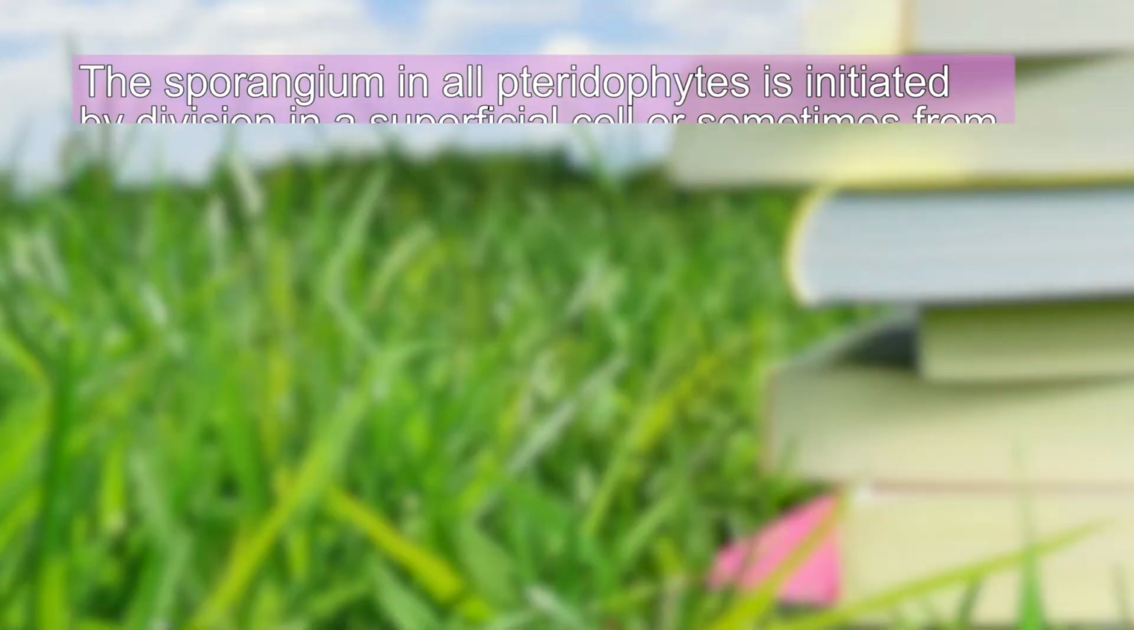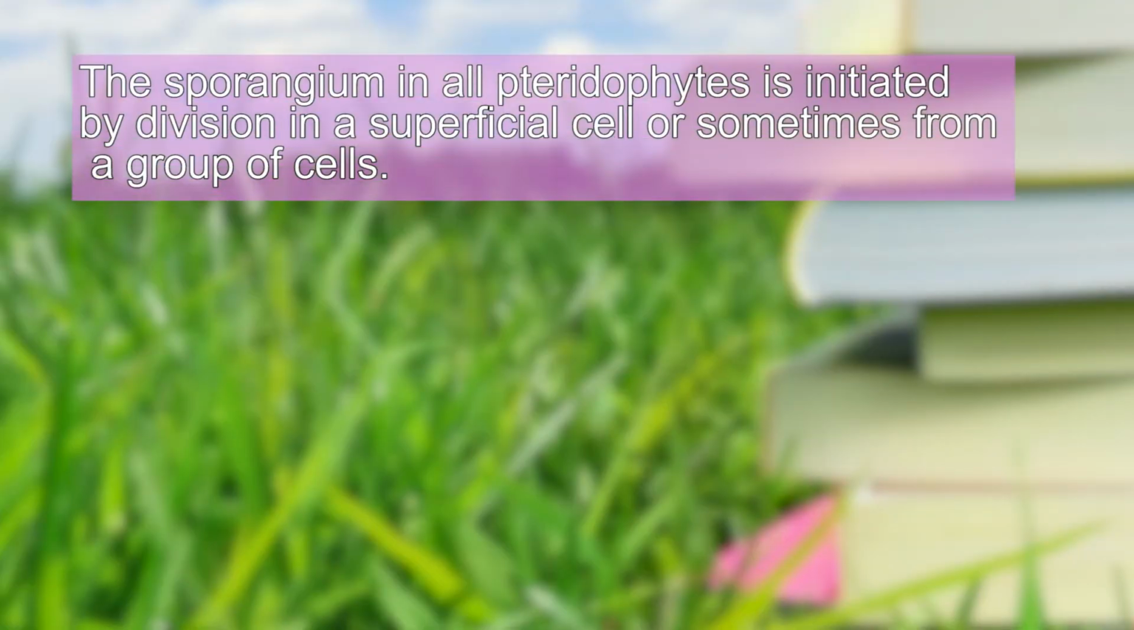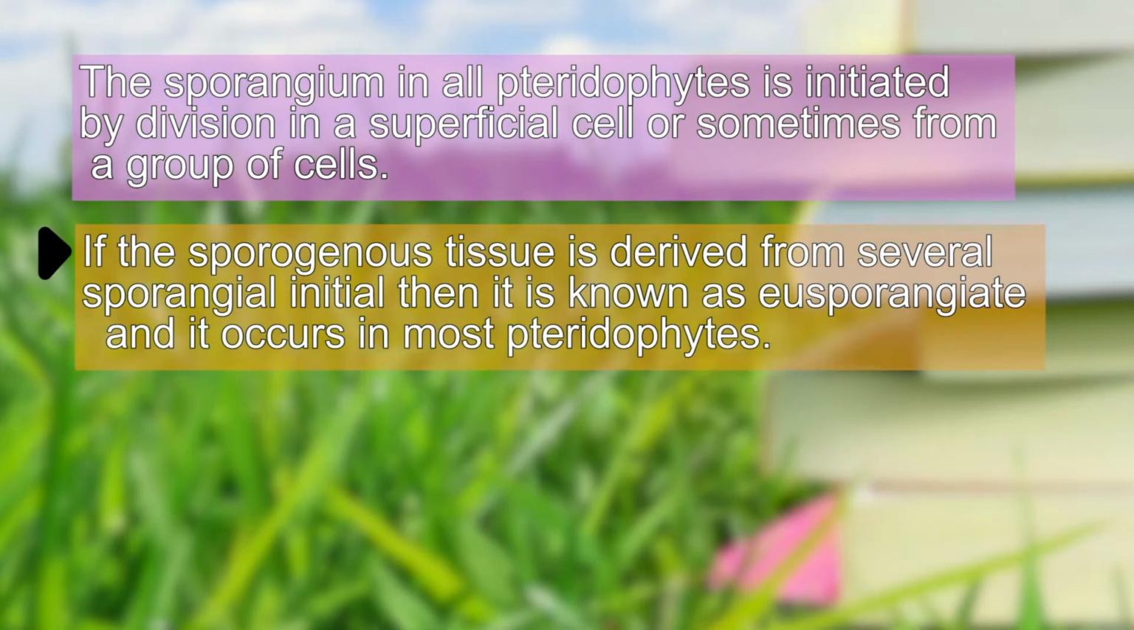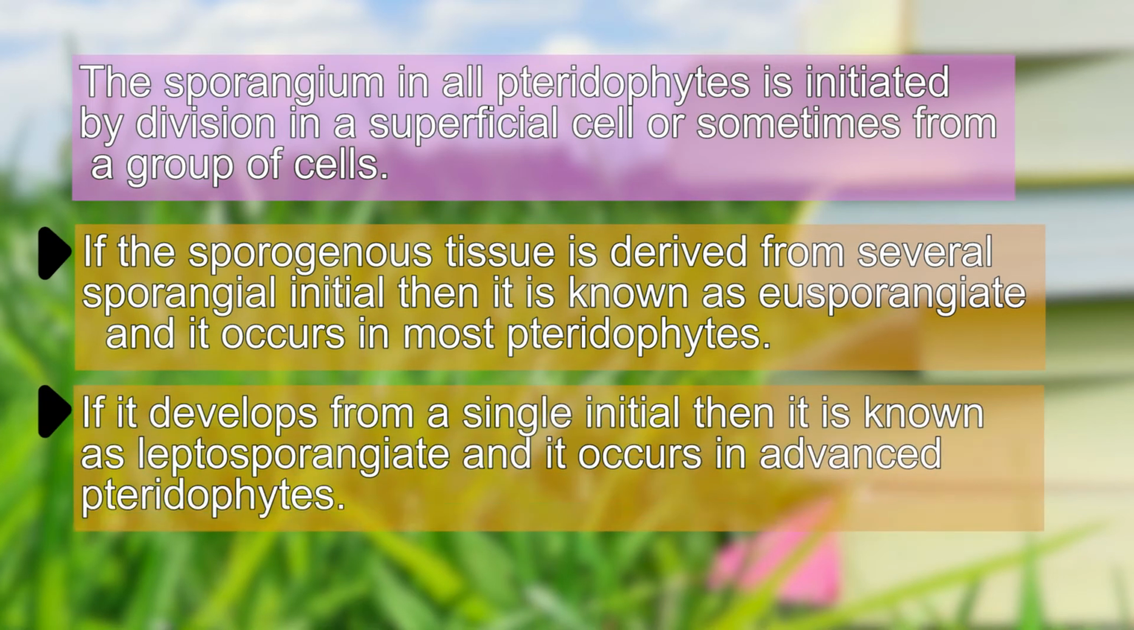The sporangium in all pteridophytes is initiated by division of a superficial cell or sometimes a group of cells. In this regard, we can have two different types of development. First is known as eusporangiate and the second is known as leptosporangiate. If the sporogenous tissue is derived from several sporangial initials, then it is known as eusporangiate, and this occurs in most pteridophytes. If it develops from a single initial, then it is known as leptosporangiate, and this is a feature of advanced pteridophytes.